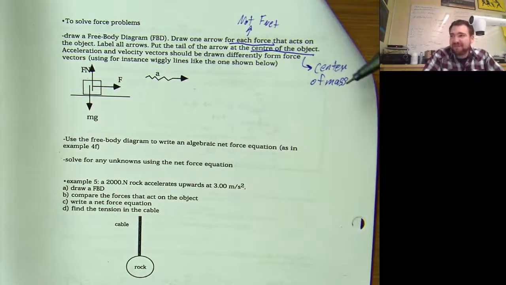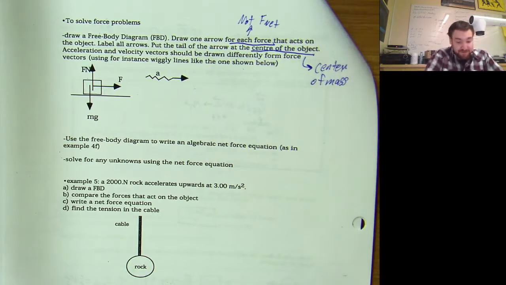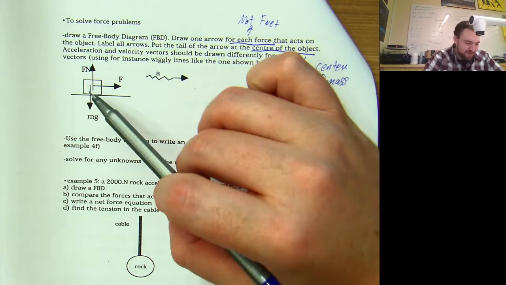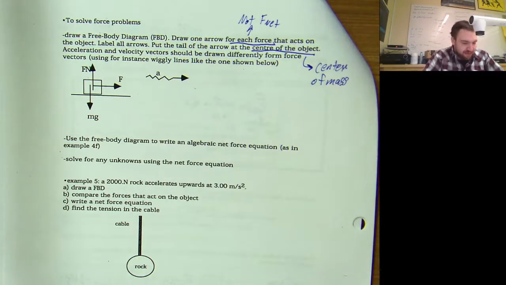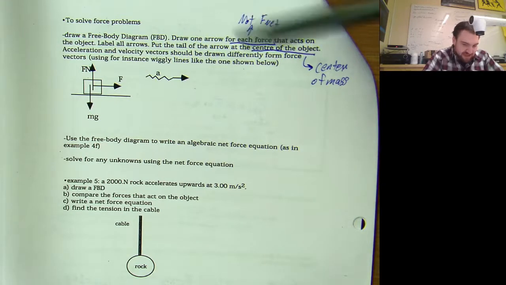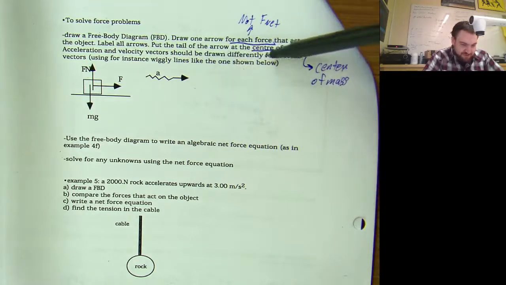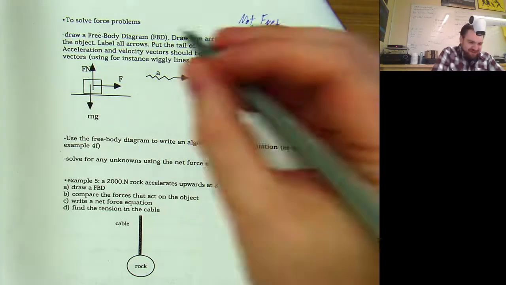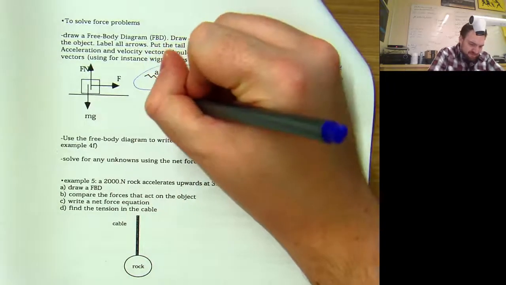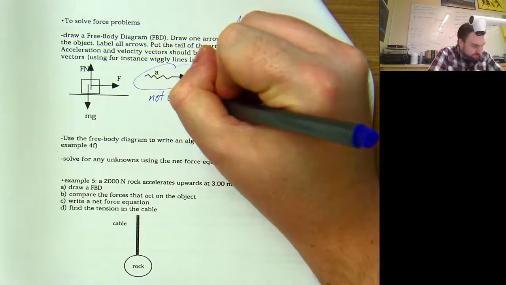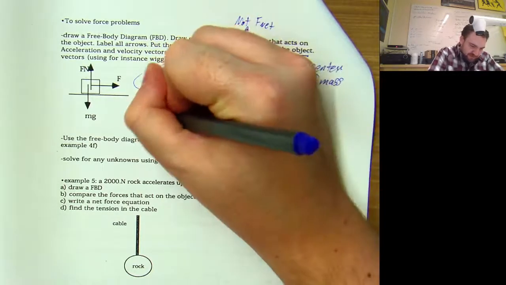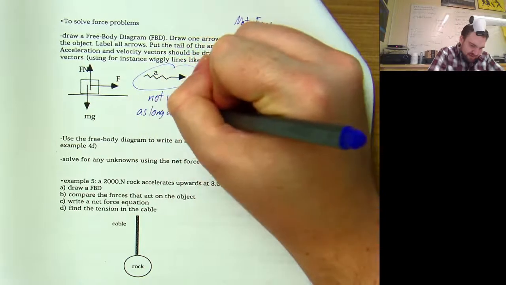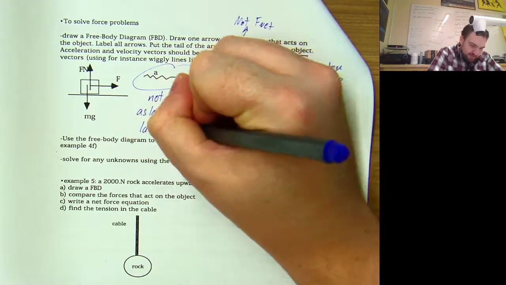So let's think of it that way instead. Instead of labeling the forces from there, we want to label them typically from the center of mass. Though I'm going to get sloppy. I'm not going to draw everything to the center. I'll draw it to the edge of the object. That's typically how I will do it. The book here suggests that acceleration and velocity vectors should be drawn differently from force vectors using, for instance, a squiggly line like the one shown. This is not super urgent, as long as you label things properly.